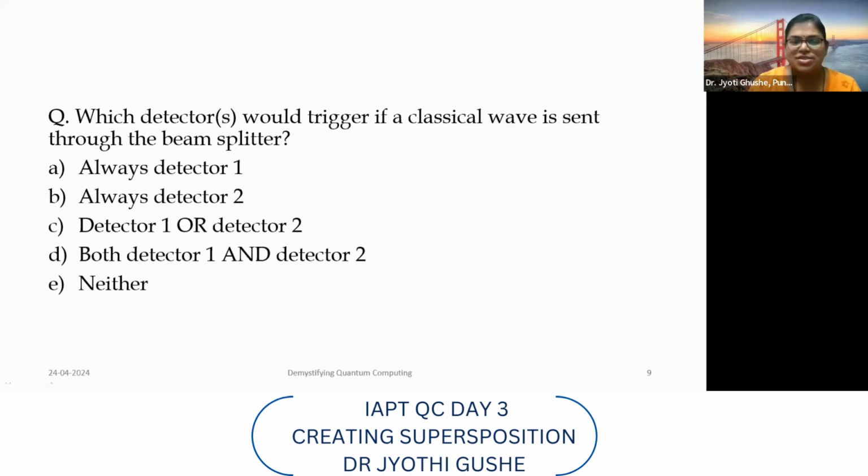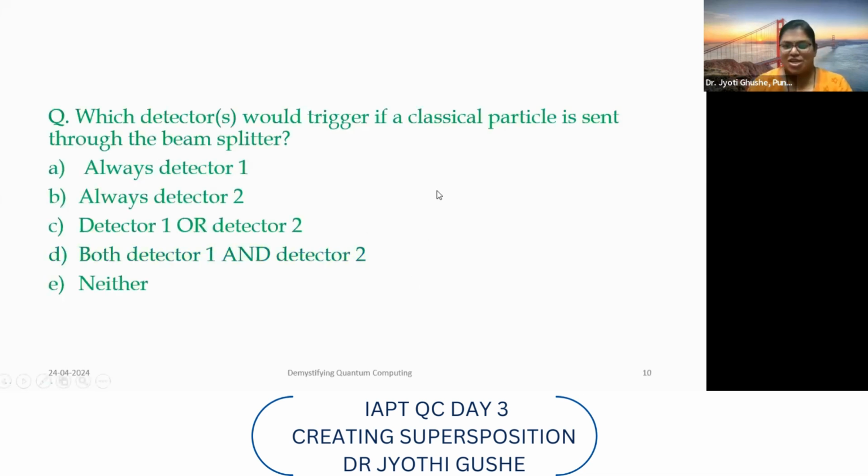So your answer is option D. Okay. Now let us move ahead to the third question. Which detectors would trigger if a classical particle is sent through the beam splitter? Again, I'm talking of a classical particle. I'm asking the same question: which detectors would trigger if you use a particle nature? Please write your answers in the chat box.